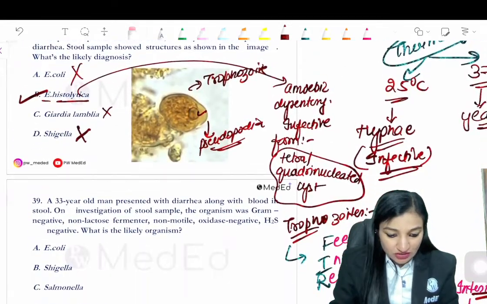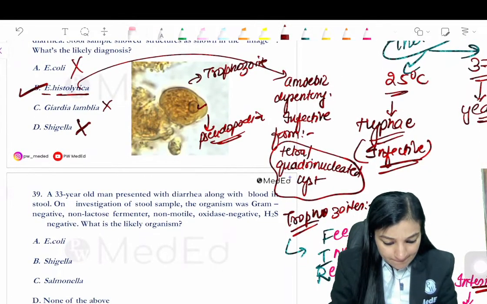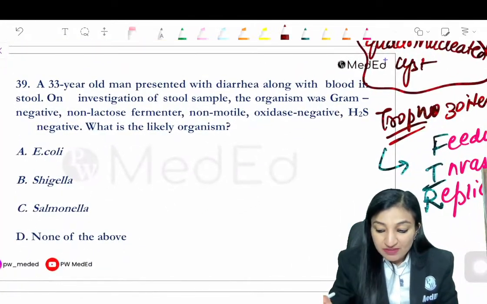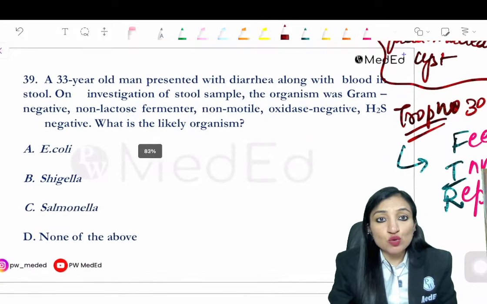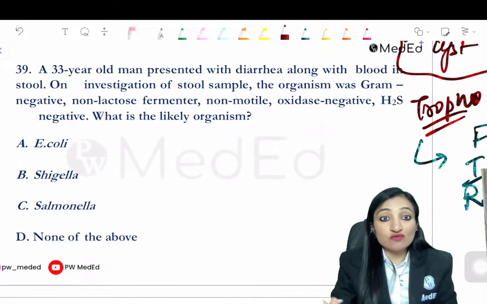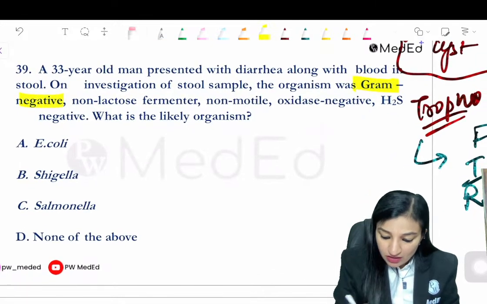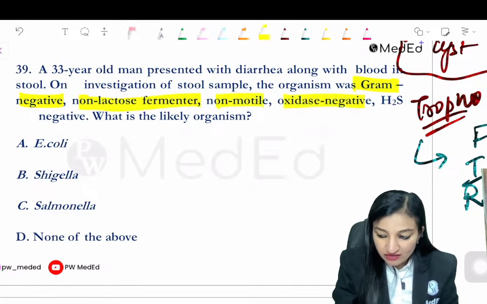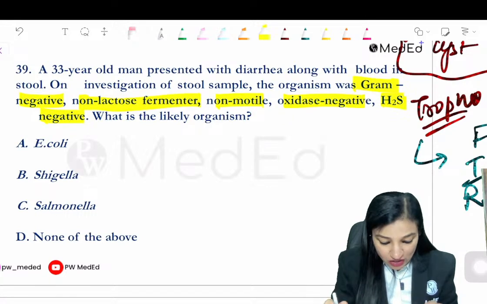Okay. Now next question. A 33-year-old man presented with diarrhea along with blood in the stool. On investigation of the stool sample, the organism was gram negative, non-lactose fermenter, non-motile, oxidase negative, H2S negative. What is the likely organism?